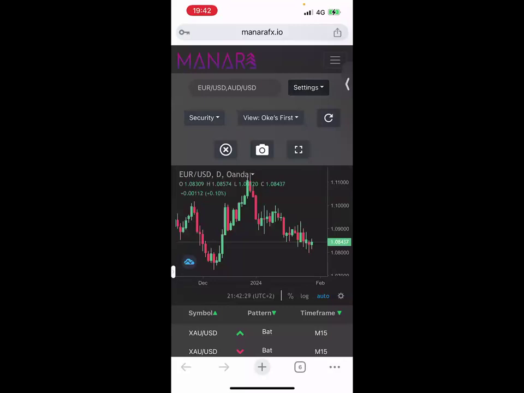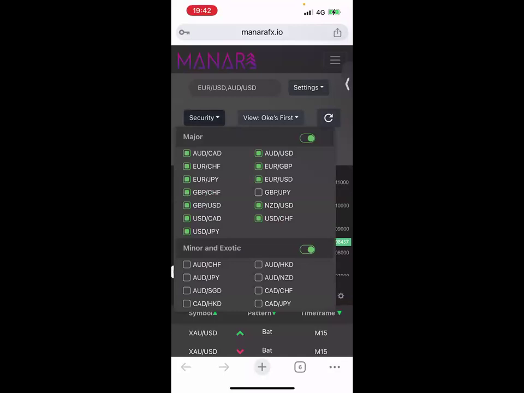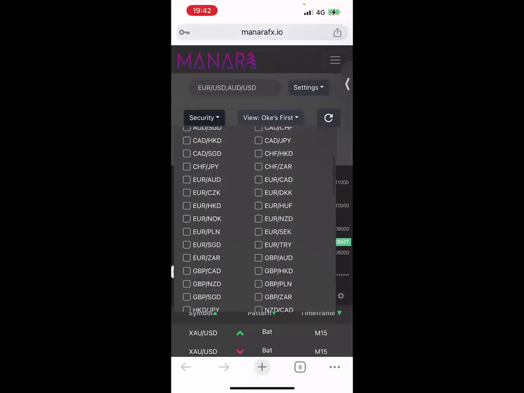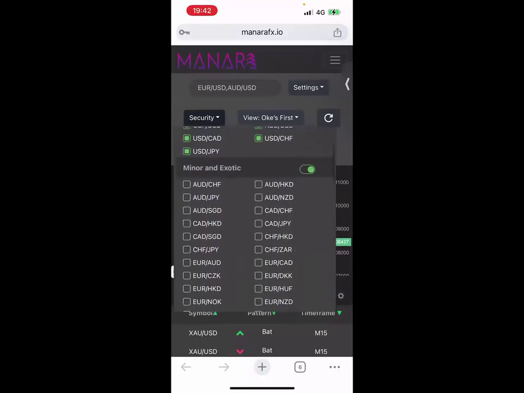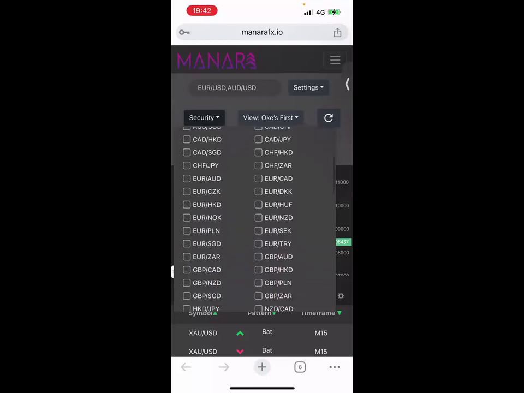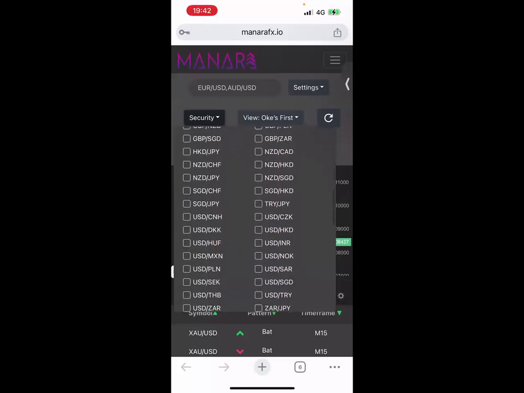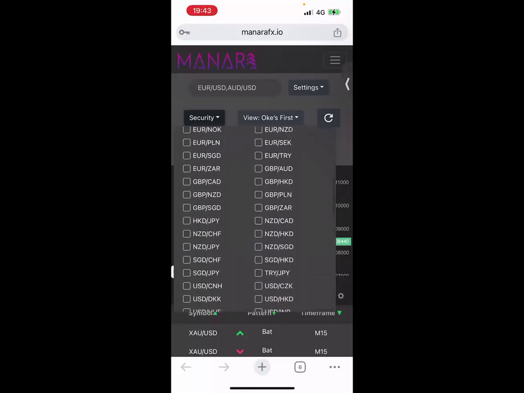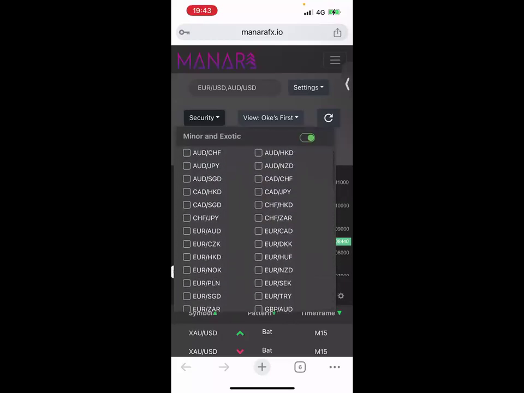Great. So you come down to security as well. Click on security. You have your major pairs turned on. For minor and exotic, you can choose certain pairs. I always turn off my minor and exotic because I'm not interested in trading them, but there are some selected pairs that we always trade. So let's go and choose the pairs.